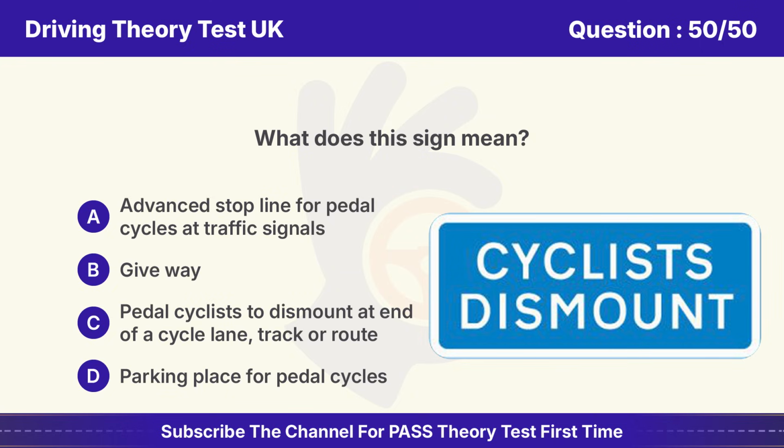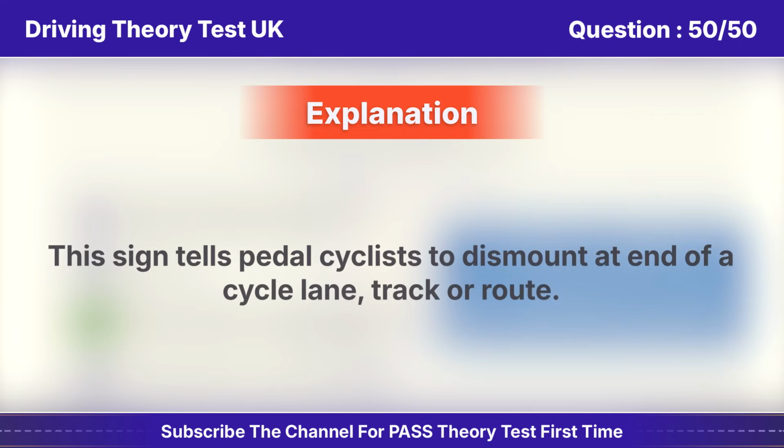Question 50. What does this sign mean? Answer is C. Pedal cyclists to dismount at end of a cycle lane, track or route. This sign tells pedal cyclists to dismount at end of a cycle lane, track or route.